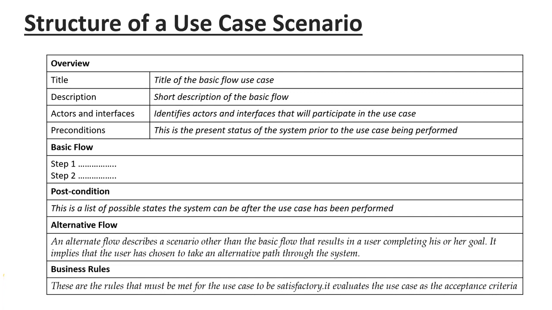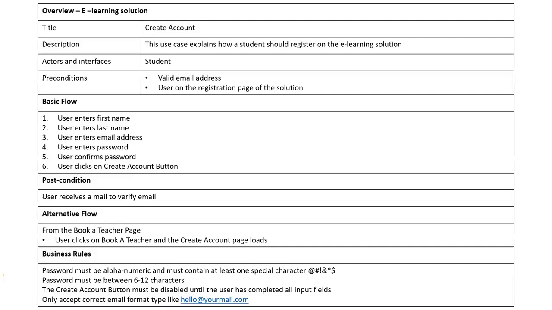And then we have the business rules. The business rules are the acceptance criteria. What are the rules that need to be satisfied for this requirement, for this use case, for this functionality to be implemented? Now, here's an example of a use case scenario. This is for account creation. Just a very brief example for account creation.